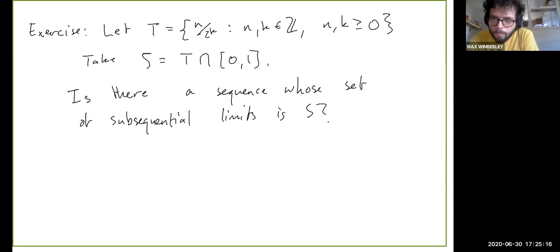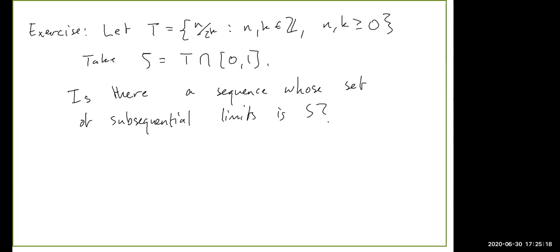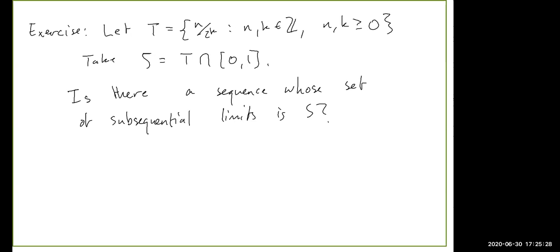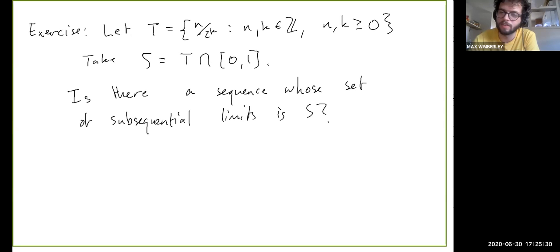Do we have to say what that sequence is, or just say it exists? If you have any way of arguing that it exists, then sure. You don't necessarily have to say what it is, but you shouldn't just shoot in the dark and say yeah, it exists, and leave it at that.